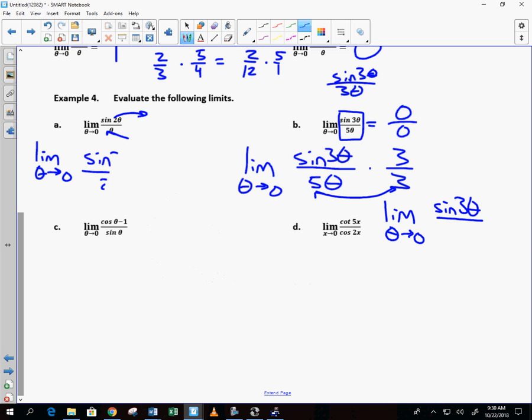Okay, so I'm going to switch the 3. So I got 3 theta times what's left? 3 over 5. And so I have the limit as theta goes to 0 of sine of 3 theta over 3 theta times 3 over 5. So what's this limit right here? It's 1 times 3/5.